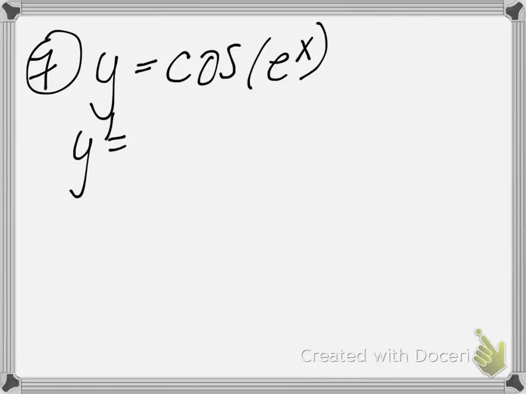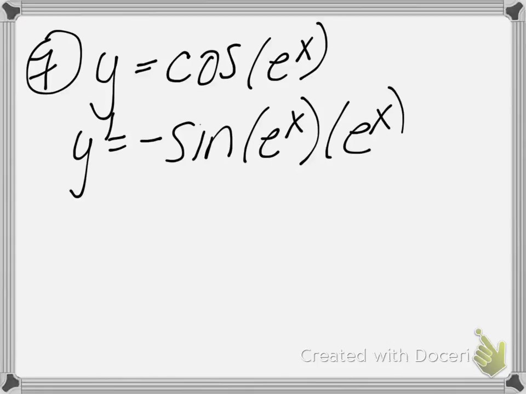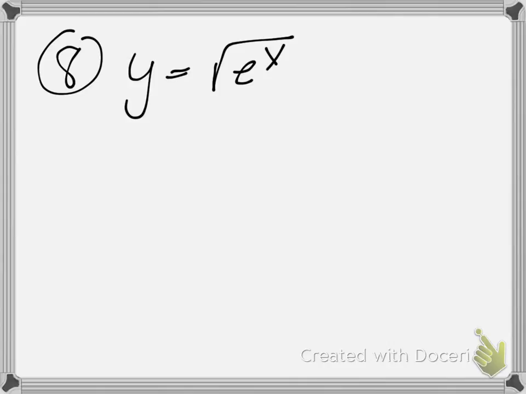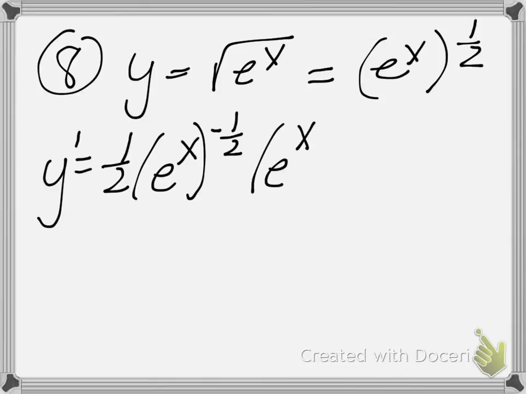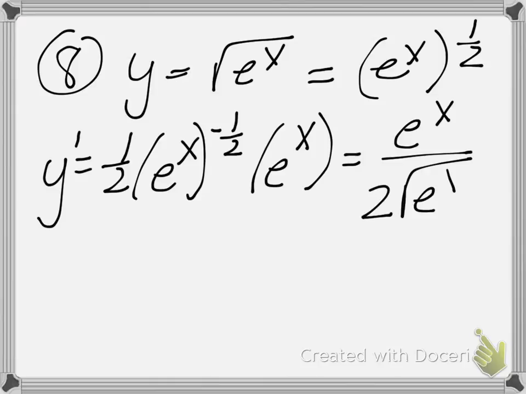Okay, the derivative of cosine of something is negative sine of that something times the derivative of the something. Number 8. You're going to have to rewrite. Okay, and now it's going to be a chain rule. If you wanted to simplify, it would look like this. Okay, and finally number 9.